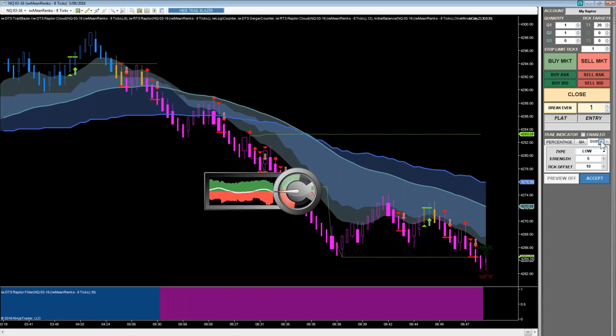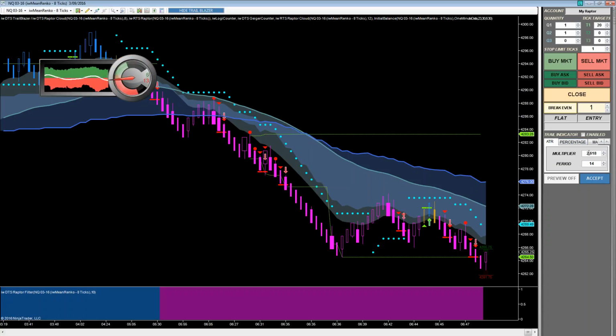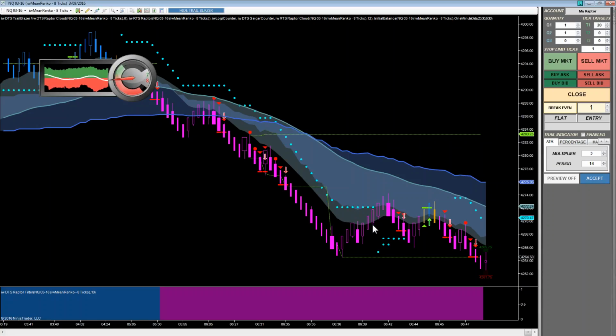With the Trailblazer and the Trade Manager, you have 16 different stop strategies to choose from, and all of them are fully customizable. So let's say you wanted to go with an ATR type strategy and you wanted to make it a little bit looser, you can adjust everything like that. And as I said, you have 16 different strategies to choose from.